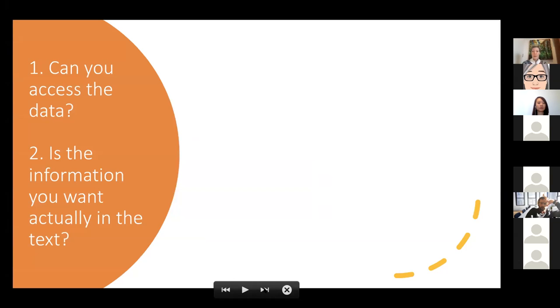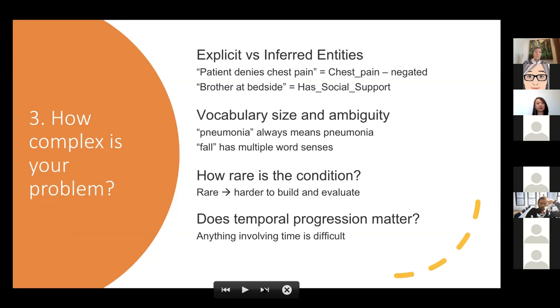You need to ask yourself, is it feasible for your goal? So I'll end with a few quick heuristics. First, can you access the data? That's the first question you need to ask yourself. Once you have the data, is the information you want actually in the text? Because sometimes it's just not there, or it's not described well. And then you have to think about how complex your problem is.